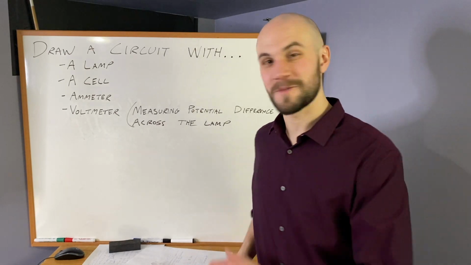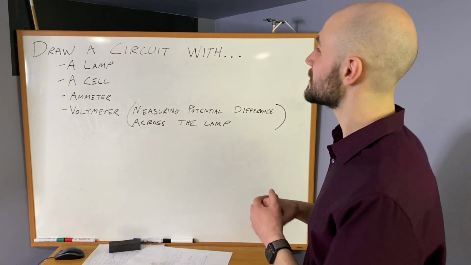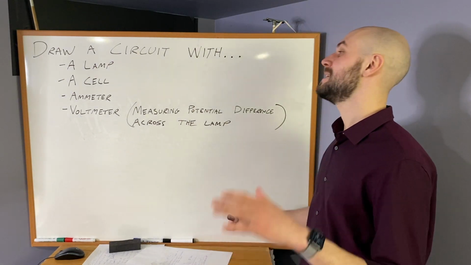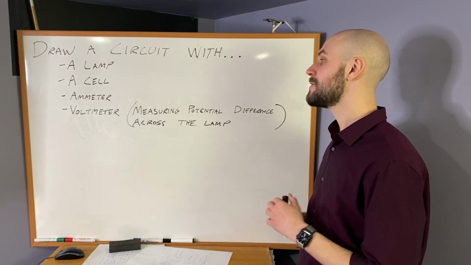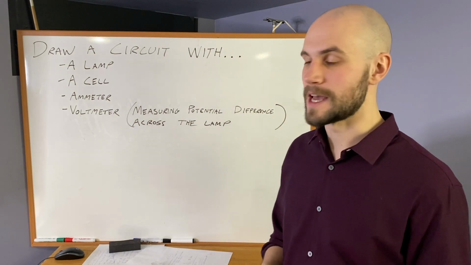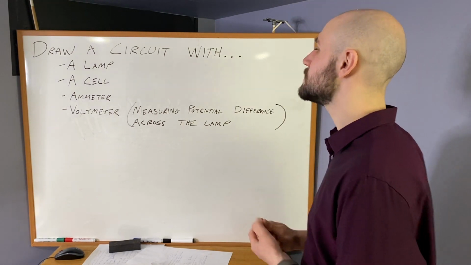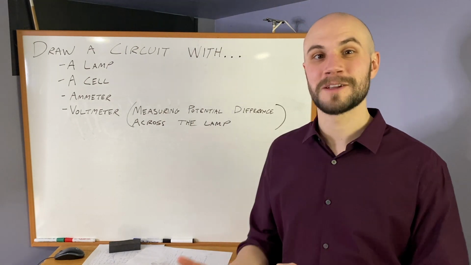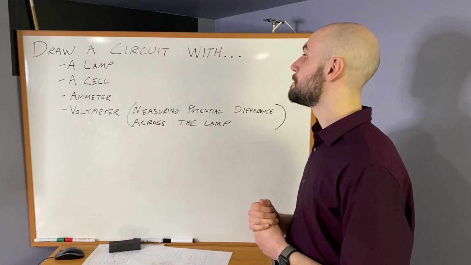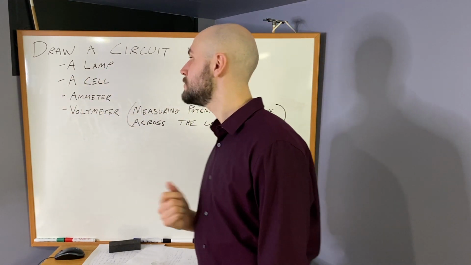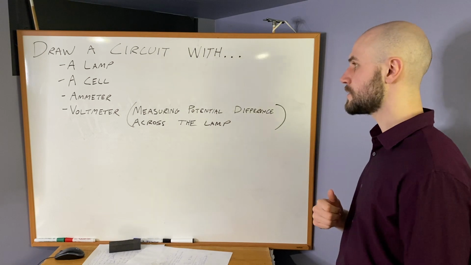All right, we're at the whiteboard. We're going to draw our first circuit based on the specifications that were given in the last slide. We want a lamp, a cell, an ammeter to measure the current, and a voltmeter to measure the potential difference across the lamp. Again, we build circuits to do things for us. We want to use this electrical phenomenon to our advantage. So if I gave you each one of these components, how would you set up the circuit?